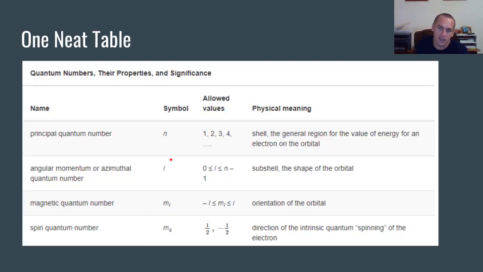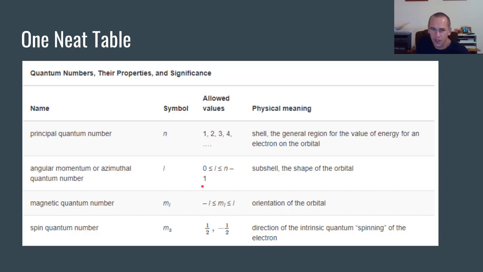This is that whole thing summarized. So the principal quantum number, n, which has values from 1 to infinity technically, although we'll probably never see anything beyond 7, tells us the general region for the electron. Then the L quantum number is the angular momentum. That tells us the shape of the orbital, or the subshell that it's in.